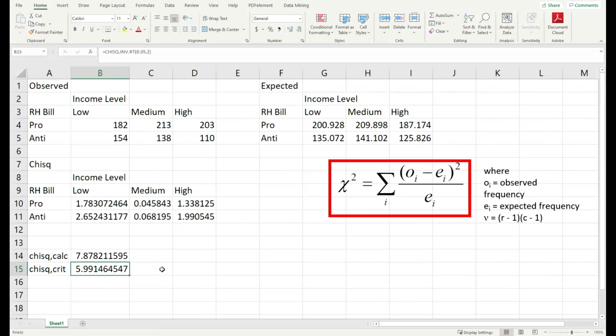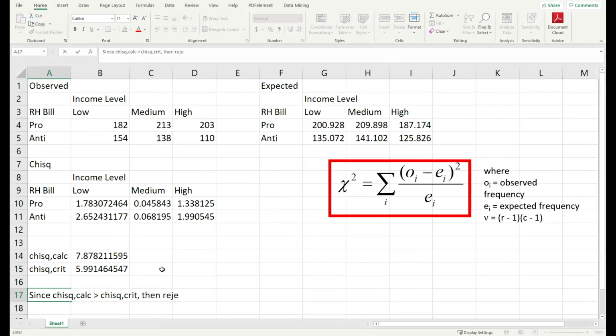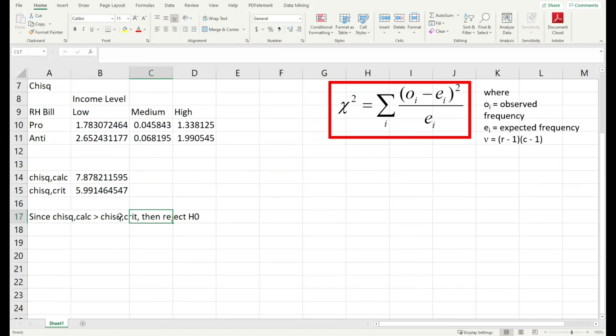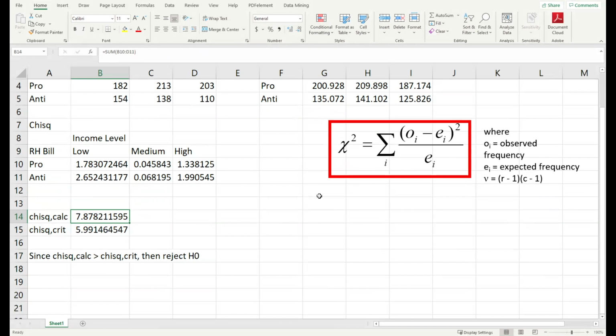So I should get 5.99. And since chi-squared calc is greater than chi-squared crit, then we reject the H naught, no? Because our value now is within the critical region. Okay? That's one way to do it.